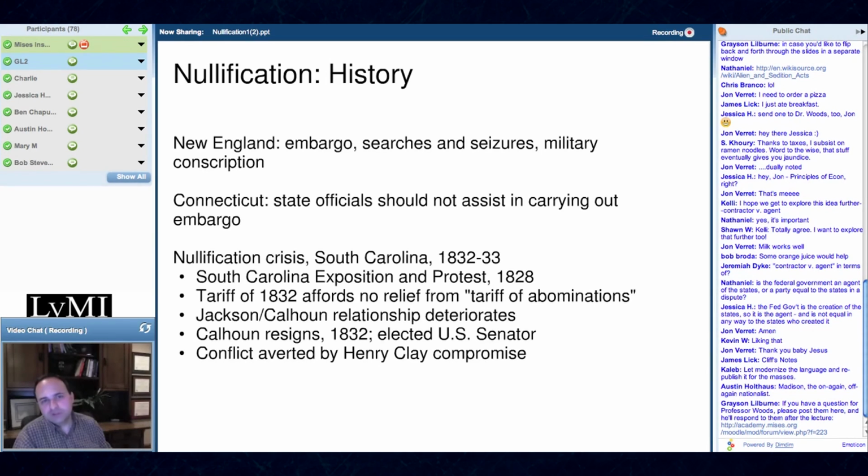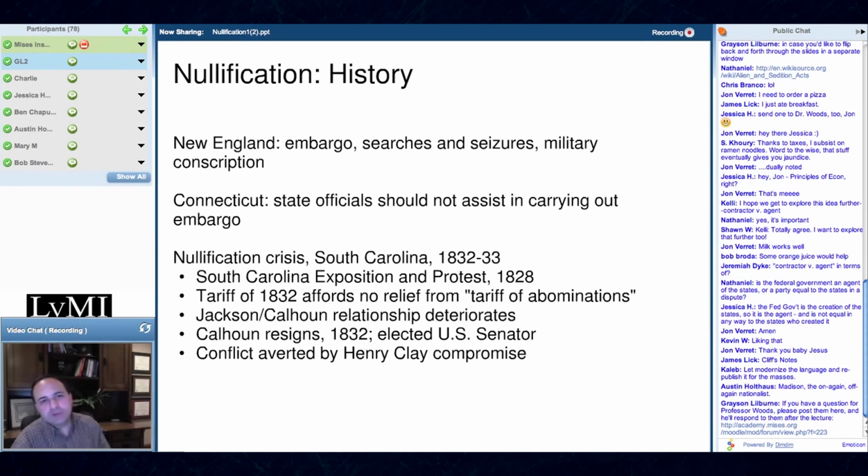You have New England states officially registering protests and speaking about how they are not subject just to what some federal court says, that federal courts can be wrong and they can uphold things that are outrageous against the Constitution and natural rights and morality. And so, in fact, we even have Connecticut saying that state officials should not lend their assistance in carrying out this embargo. So this is serious stuff. Daniel Webster will later try to minimize this, but I think he's wrong. Just saying that we are going to be the judges of constitutionality here, that's really quite something.